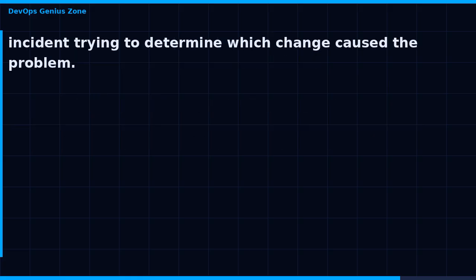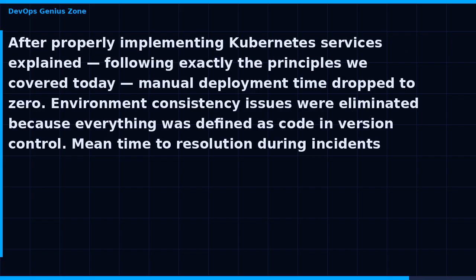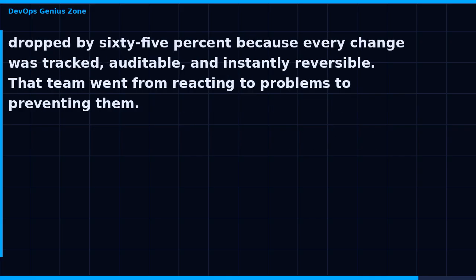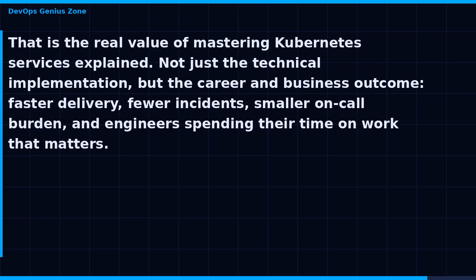After properly implementing Kubernetes Services explained, following exactly the principles we covered today, manual deployment time dropped to 0. Environment consistency issues were eliminated because everything was defined as code in version control. Mean time to resolution during incidents dropped by 65% because every change was tracked, auditable, and instantly reversible. That team went from reacting to problems to preventing them. That is the real value of mastering Kubernetes Services explained. Not just the technical implementation, but the career and business outcome, faster delivery, fewer incidents, smaller on-call burden, and engineers spending their time on work that matters.